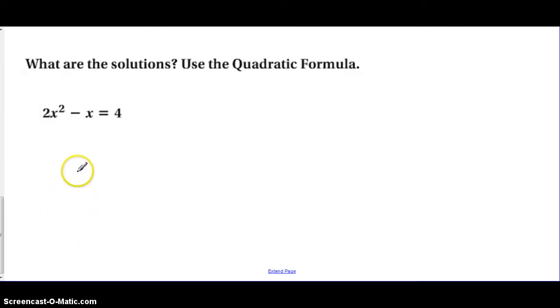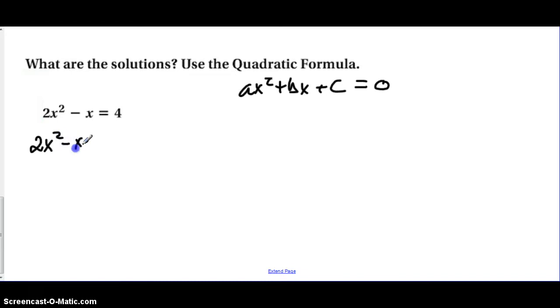Let's take a look at another setup. Here, the quadratic equation is a little bit in a different format. We've got the x's over on one side and the constant on the other. So we have to set this up just like we had it before in standard form, ax squared plus bx plus c equals 0. So set it equal to 0. In this case, subtract 4 from both sides. Then we can go ahead and apply the quadratic formula.